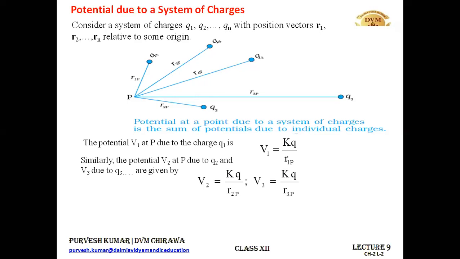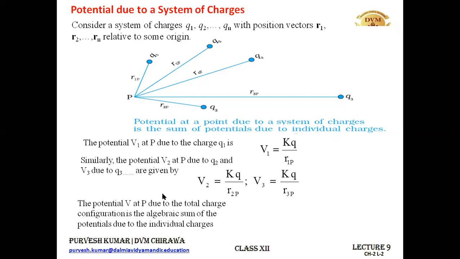So we need to find the individual potentials at point P because of all these charges, V1, V2, V3, and then we need to take the algebraic sum of them. So the total potential at point P, that is V, because of this charge configuration, is the algebraic sum of the potentials due to the individual charges. So we can write it like this: capital V, the total potential at point P, is V1 plus V2 plus V3 up to Vn. All right. Very simple one.